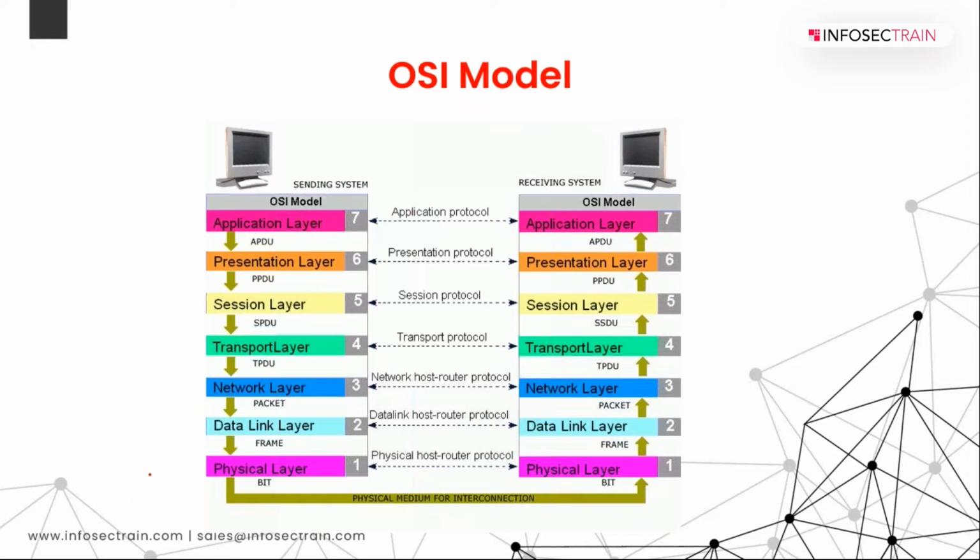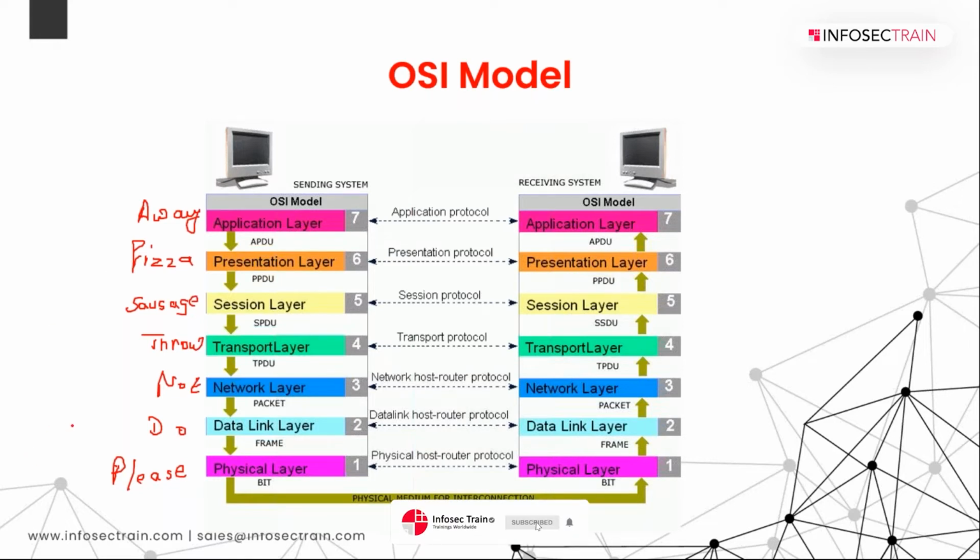If we cannot remember the names of the layers, we have a mnemonic that we call: Please Do Not Throw Sausage Pizza Away. So this is the mnemonic by which you can learn the names of the layers.